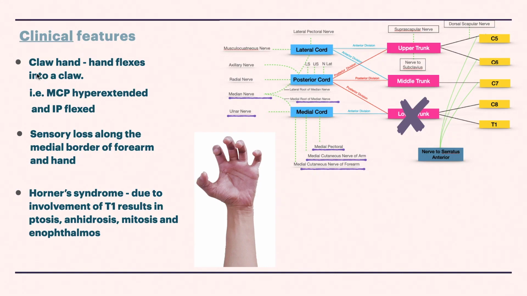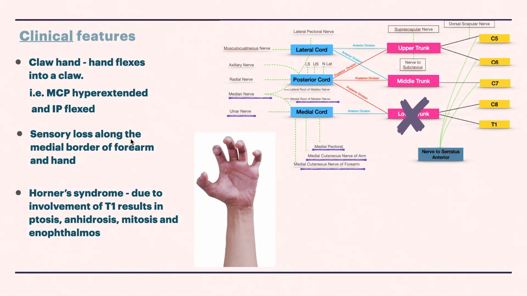Clinical features are claw hand, in which the hand flexes into a claw, as we can see here in the picture. What happens in the claw hand is that the metacarpophalangeal joint are hyperextended. So here we have the metacarpals and here we have the phalanges. Junction between the metacarpals and the phalanges is called metacarpophalangeal joint. So this metacarpophalangeal joint is hyperextended, whereas the interphalangeal joints, these ones that we can see here, are flexed.